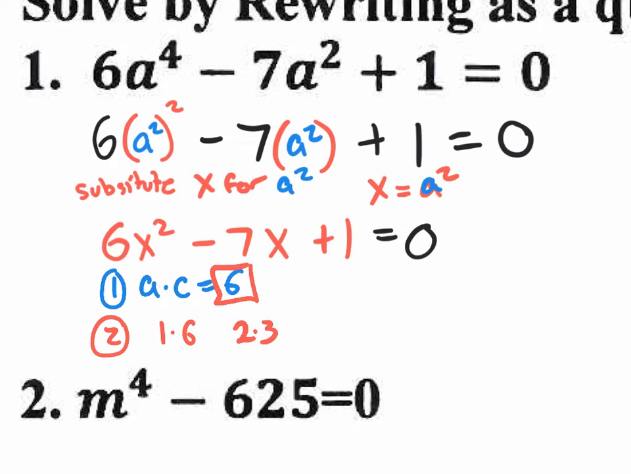Middle value 7. -1, I boxed in the wrong one. Yeah, the 6 and 1 gives us 7, but we want it to be a negative 7, so we're going to make it a negative 1 and a negative 6. Is everybody with me so far?